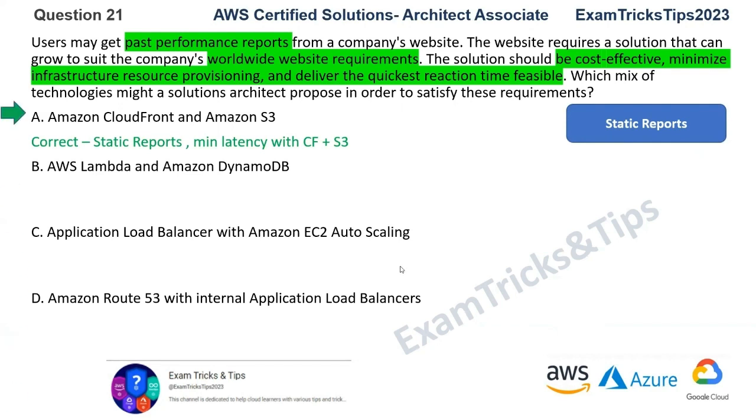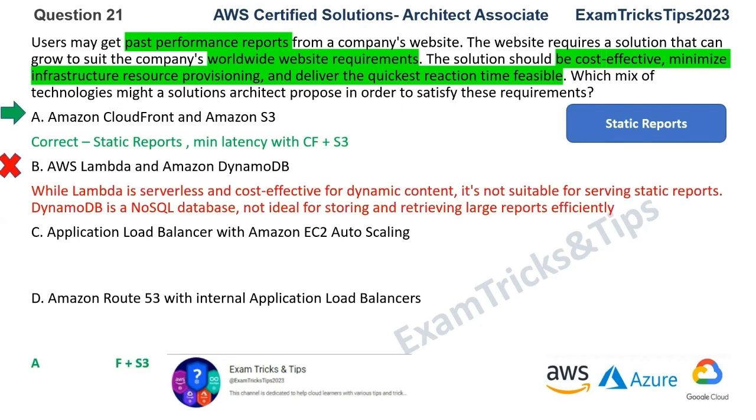So option B, it says AWS Lambda and DynamoDB. Now, Lambda is serverless and cost effective. For dynamic content, it's fine, but for static reports, we don't have a case for DynamoDB as well as AWS Lambda. Option C, ALB and EC2 for auto scaling. Now, this option involves managing EC2 instances, which can be complex and it would add cost. It will scale with auto scaling, but it's overkill for just serving static reports.